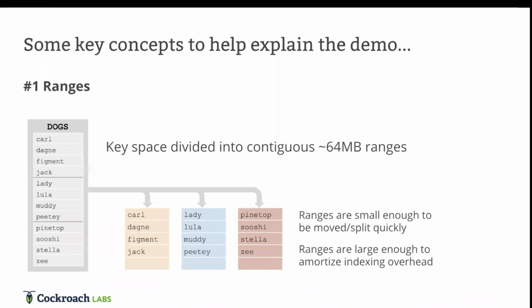There's Carl, there's Downey, which is one of my favorite dogs on here. That's Maria's dog. Lula, Muddy, Petey. And these are all really important dogs to us here, but you'll see this is an ordered table.